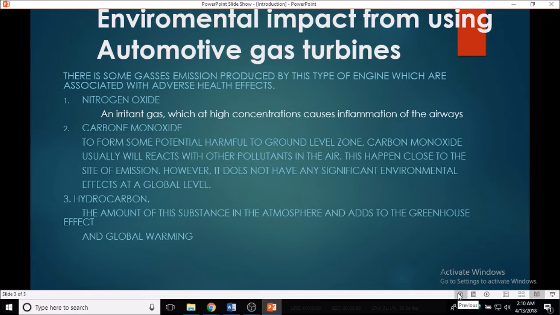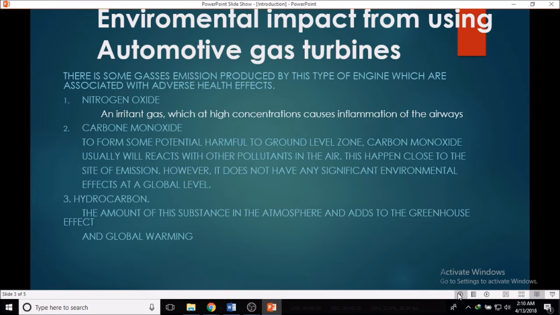Okay, the next topic is the environmental impact from using automotive gas turbines. There are some gas emissions produced by this type of engine which are associated with adverse health effects. First is nitrogen oxide, an irritant gas which at high concentration causes inflammation of the airways.